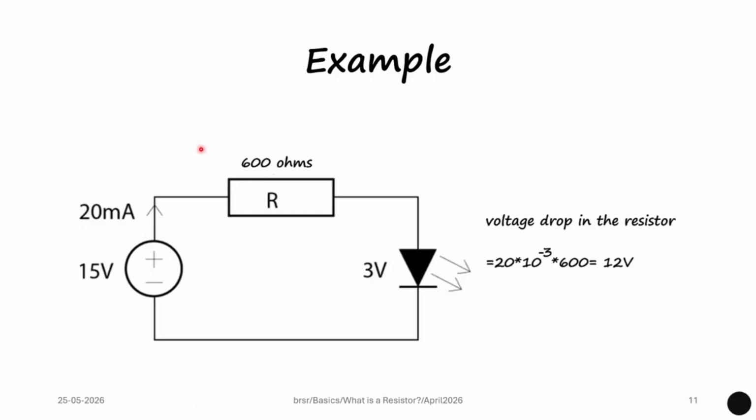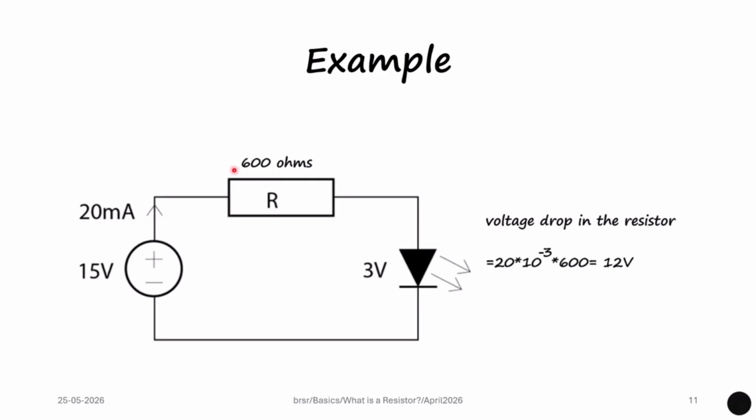Let us see an example of a resistor being used in a circuit. There is a 15 volt supply and there is an LED which will work with only 3 volts. The supply is 15 volts. The required value of voltage is only 3 volts. The balance 12 volts should be dropped in a resistor. Only then the LED will work without any damage. To drop the 12 volts, we need to connect a resistor here.